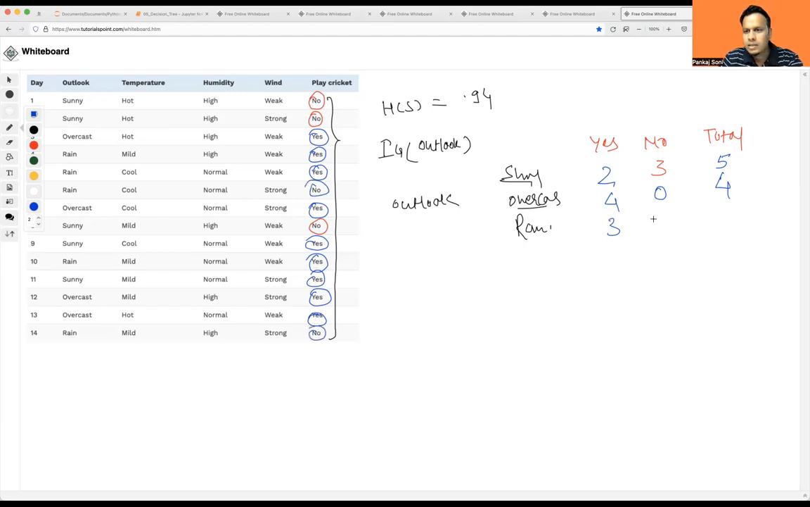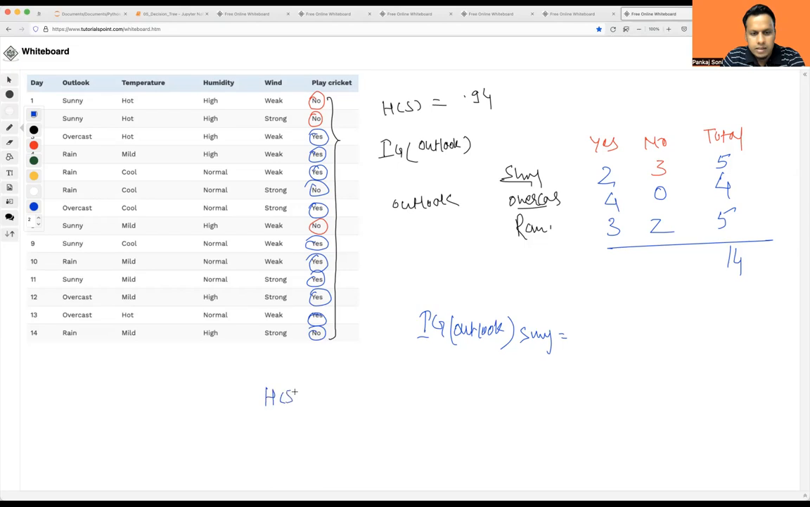Then 2, right? So total 5. So how many total we got? 14, correct? And total yes. So for Sunny, I can give the information gain for outlook of Sunny. Okay, so what is the formula we had used, right?